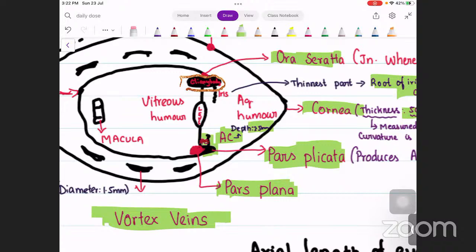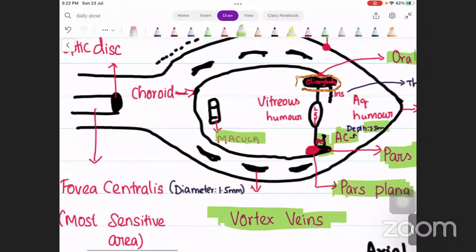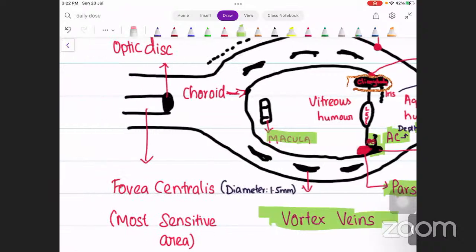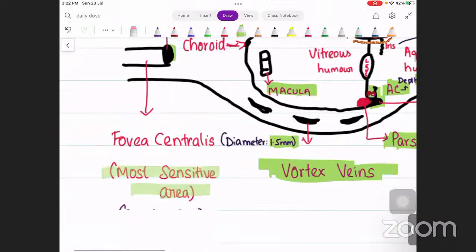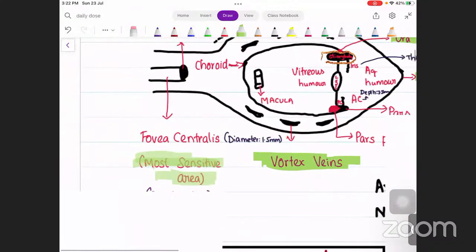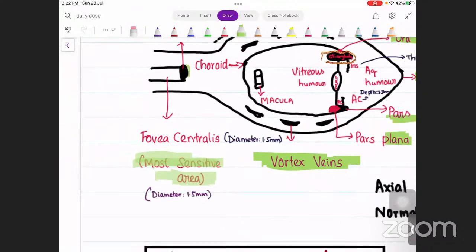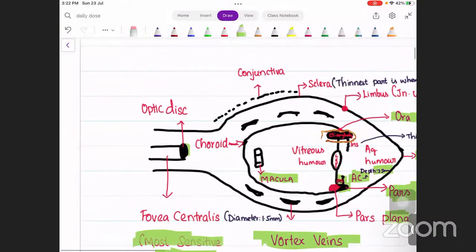Behind the lens, you have the macula, and behind that the choroid. Behind the retina you have the optic disc and the fovea centralis, where the diameter of the fovea centralis is 1.5 mm. This fovea centralis is the most sensitive area of your eye. What is the most sensitive area of your eye? The fovea centralis.